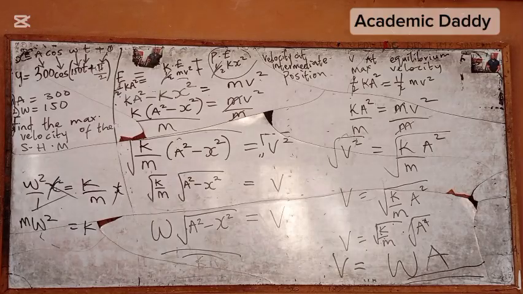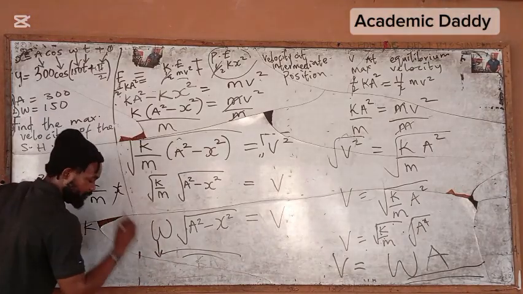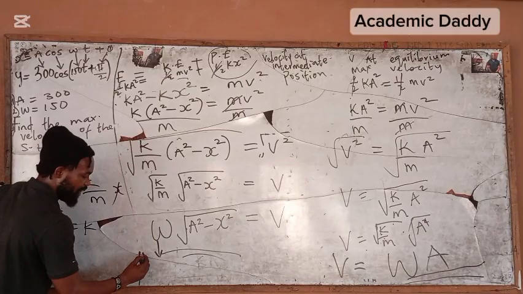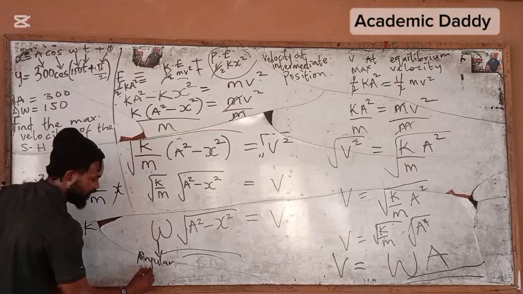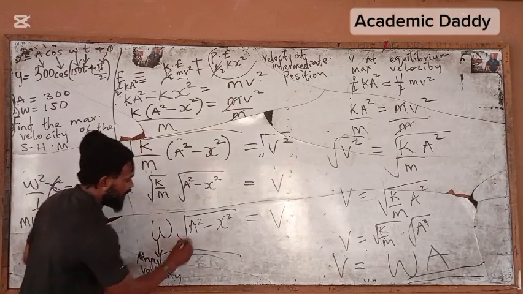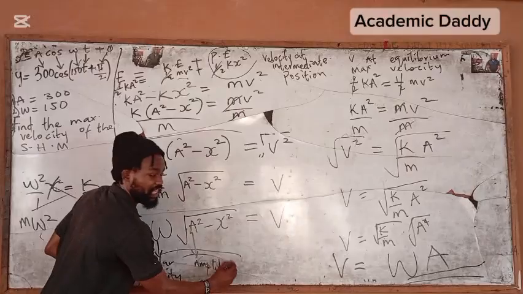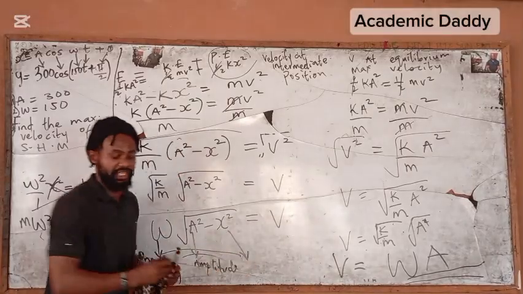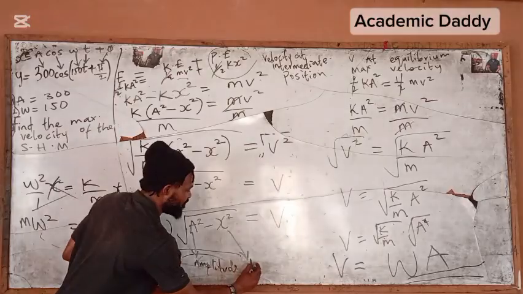Okay, even here you can say this thing is omega. And another name for omega frequency is angular frequency. This one is angular frequency or angular velocity. This one is amplitude. And do you remember what we called X? We said that X in simple harmonic motion means displacement. Do you still remember? This one is displacement.